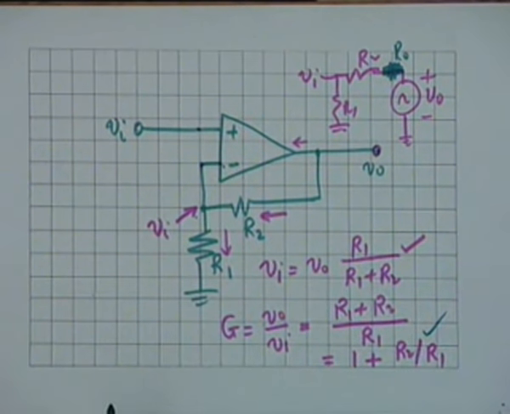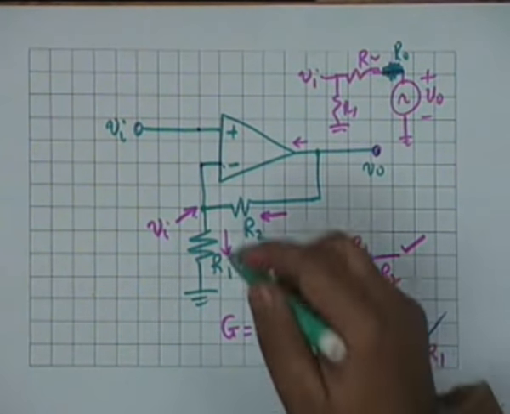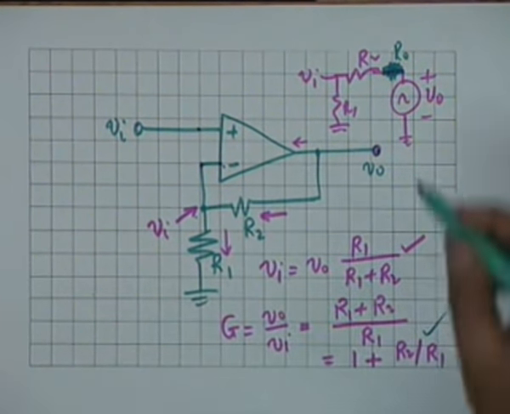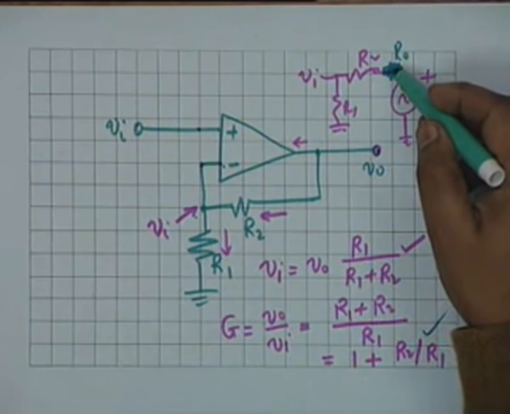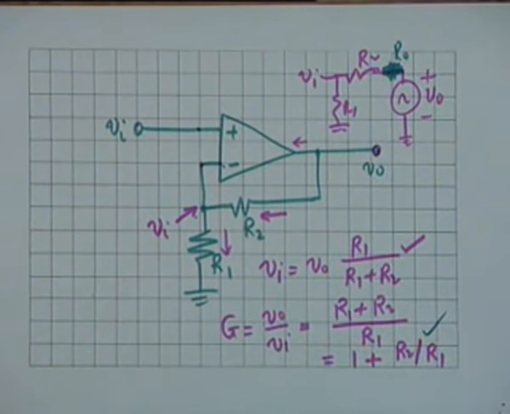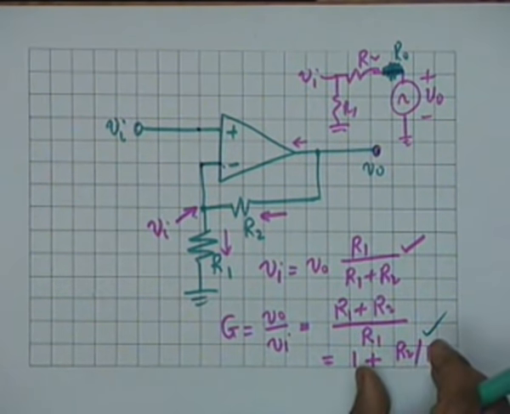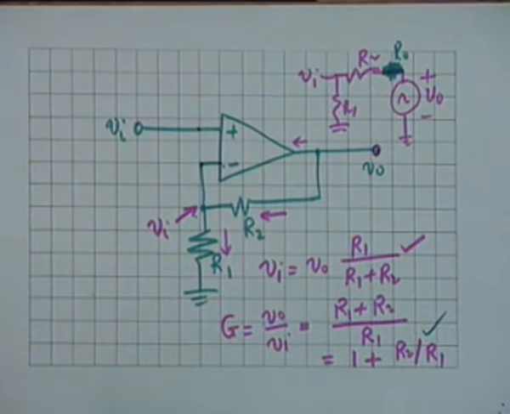And so in practice it will be slightly different from 1 plus R2 by R1. Actually it will be lower than this, because the op amp shall take a current, the output resistance shall not be 0, and capital A shall not be infinity. So the actual voltage gain will be slightly lower. But this relationship is one of the key relationships.